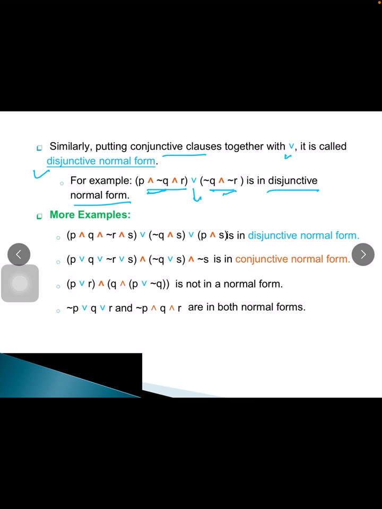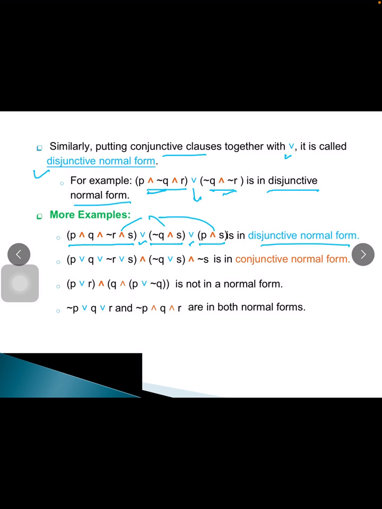Clear? So let us take more examples about the disjunctive and conjunctive normal forms. See, if we have p and q and negation r and s, this is our conjunctive clause, right? And this is again one conjunctive clause, and this is p and s, again one conjunctive clause. So we see that all these conjunctive clauses are joined with the disjunction, right? So this is called the disjunctive normal form.